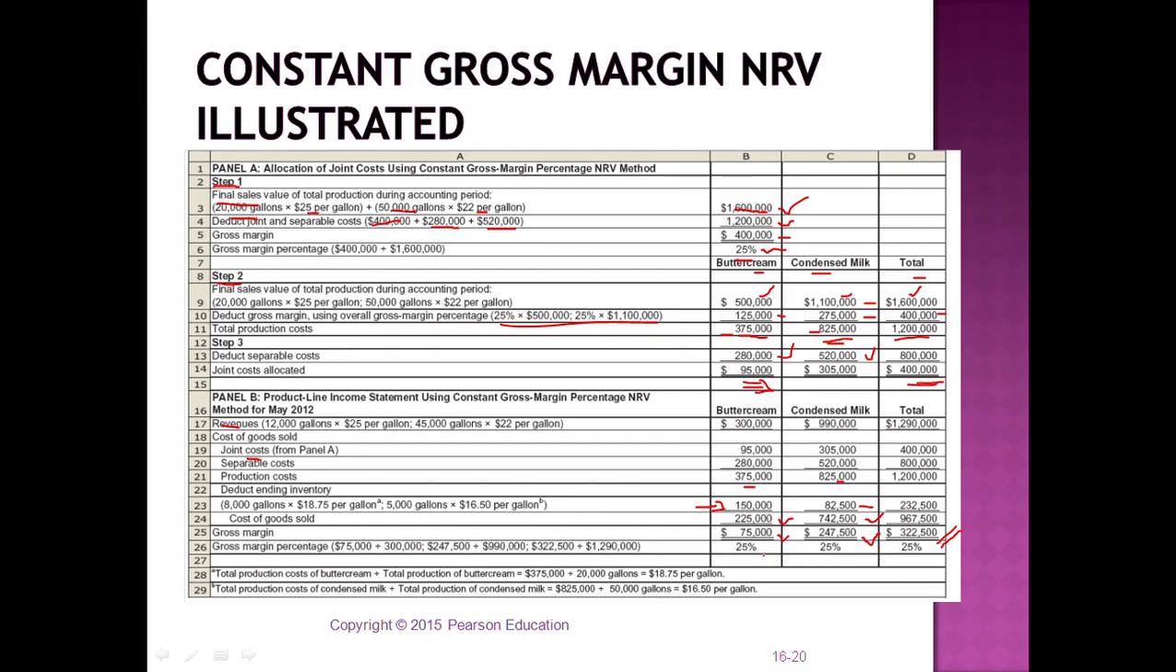Notice that if you calculate the gross margin percentage, you have to get 25% because that was the whole point in this particular method. Okay, so once again, very quickly, under the gross margin percentage method, you follow a three-step process. In the first step, you calculate the overall gross margin percentage. So once you get that percentage, you will use that for calculating the total cost of the product by deducting the gross margin from the sales value, and then you take the total cost minus the separable cost to get the joint cost allocation.